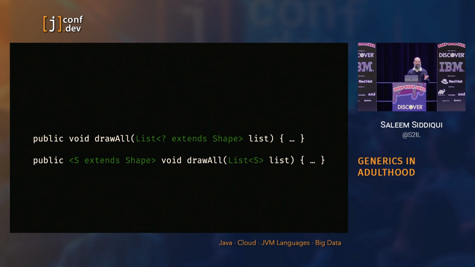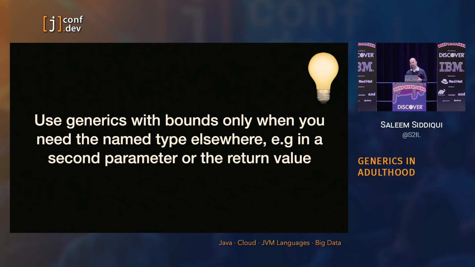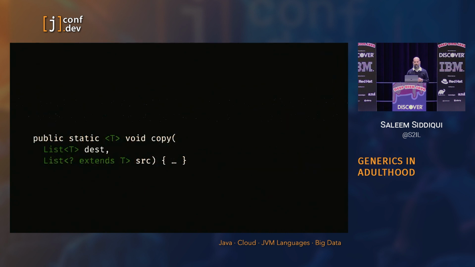They're the same. The guideline here is that you want to use bounds, such as S extends shape, only if you're going to use that S somewhere else. In this case, we're not, so brevity is preferable, and you probably want to use the question mark extends shape. Because we don't have any return value, we're just going to have a list of shapes that we can print.